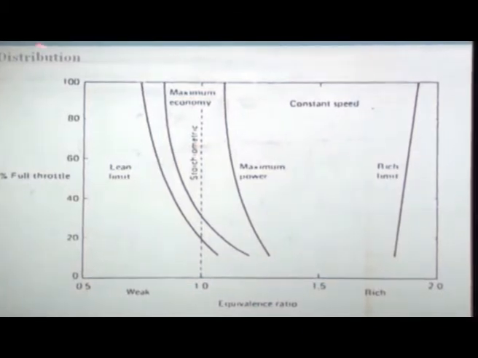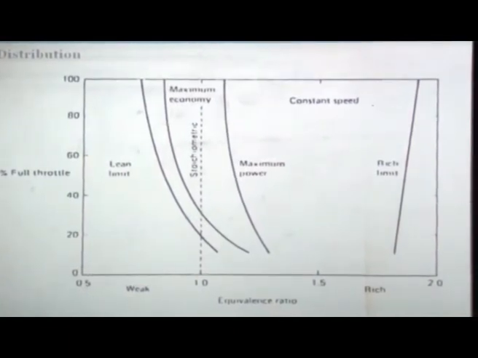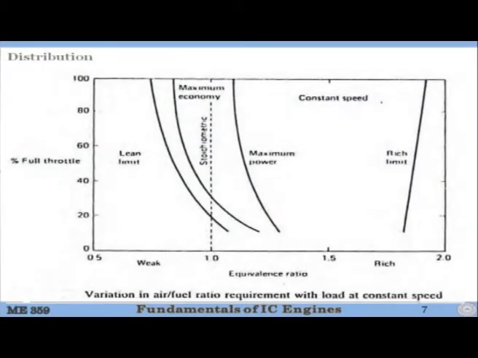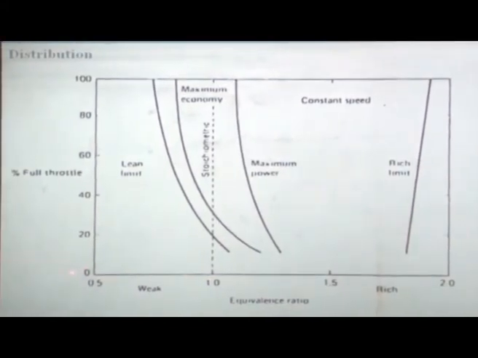Now, you see this is very important, how the fuel distribution is, and if you look at this curve, this shows the variation in the air fuel ratio requirement with load at constant speed. And what you see here is equivalence ratio. So, this is stoichiometric, this side is lean and this side is rich, okay, and this is the full throttle. So, throttle from 0% to 100%, throttle is varying in this direction.